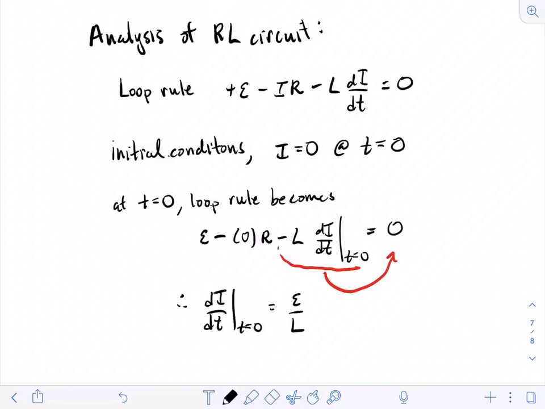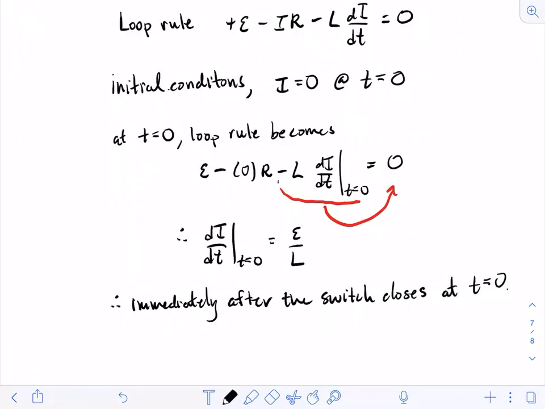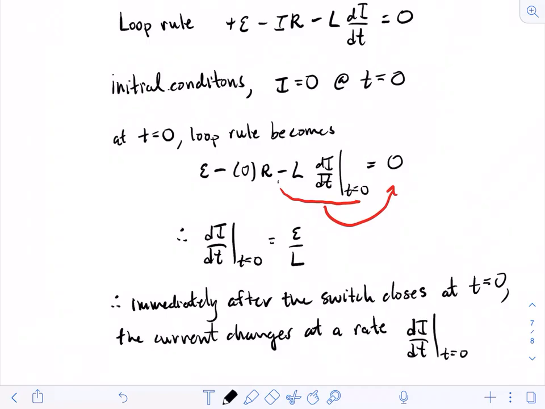So what we could do is we could say, therefore, immediately after the switch closes at t equals 0, the current changes at a rate of di/dt at t equals 0 is equal to the battery EMF divided by the inductance.